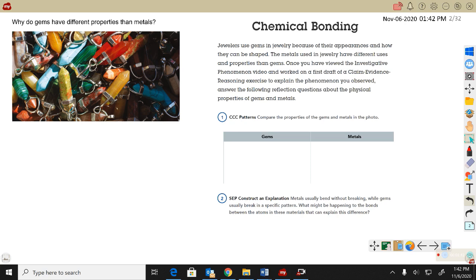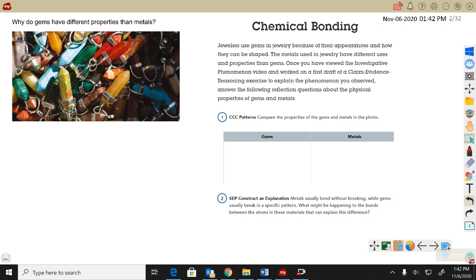And so even if you don't have crystals at home that you can smash and test, you might think about salt and sugar as kind of crystalline, and they're brittle. We can smush them, we can grind them into a powder, we can crack them. So on a particle level, what might be different about a metal versus a crystalline gem? What might be happening to the bonds between the atoms in these materials that could explain the difference?